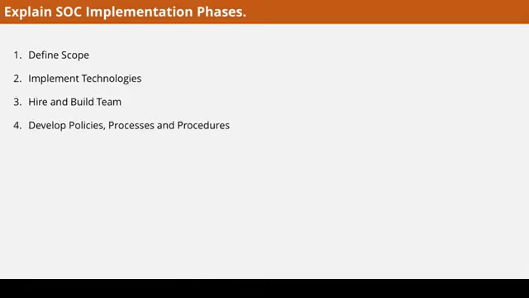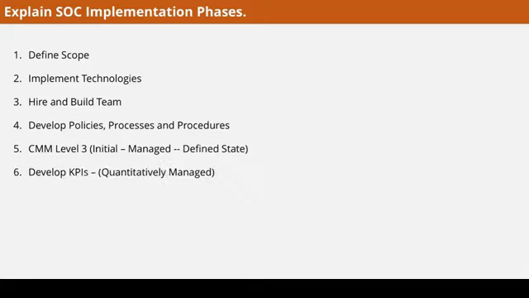Explain SOC implementation phases. It starts with defining the scope, implementing technologies, hiring and building the team, developing policies, processes, and procedures, and taking the SOC to CMM level 3, that is to a defined state, and then developing KPIs. After some time, we need to start measuring how the SOC is doing, and finally, we need to automate.